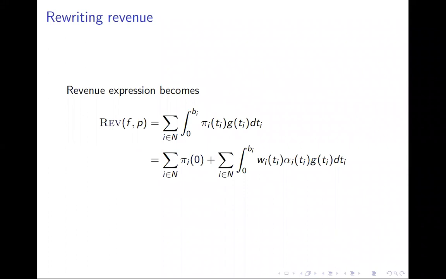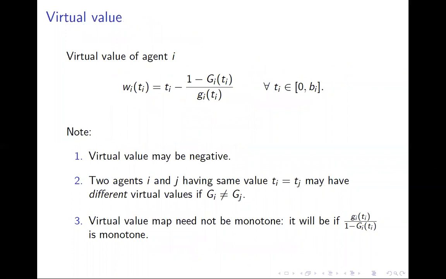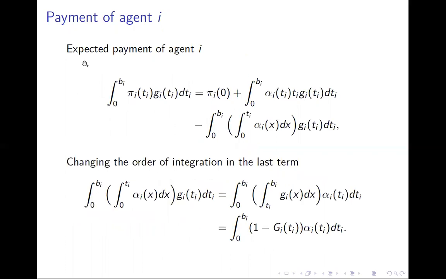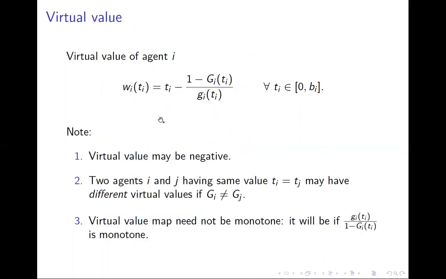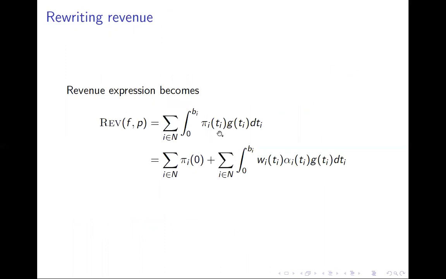Okay, so let's now simplify the revenue expression using the manipulation that we have done. So the revenue expression simplifies. I'm going to replace this whole integral using this simplification: pi i 0 plus the integral from 0 to bi of Wi(ti) alpha i(ti) gi(ti). So this is the expected revenue expression of the seller.